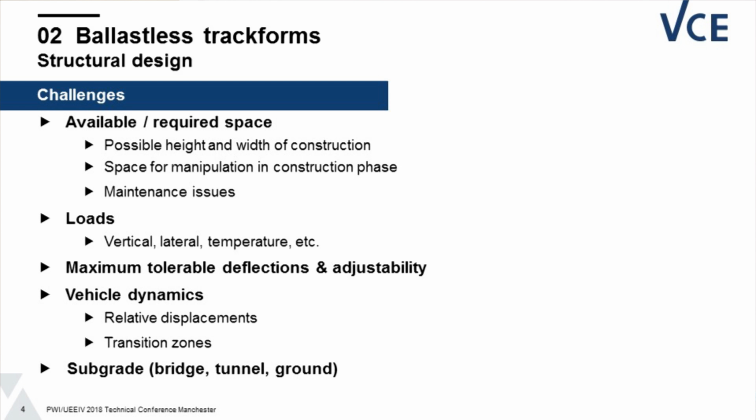The height and the width which is available is very small and very, very tight. Also, the manipulation space for the construction phase is sometimes very restricted, especially in the tunnels. When we think about the tube from the London Underground, it's a very small tunnel, and to manipulate the components of the track there is very critical. And of course, the maintenance concept is very important. So we try to develop systems which are more or less maintenance-free. Of course, we know that maintenance-free is not possible, but low maintenance is the issue.